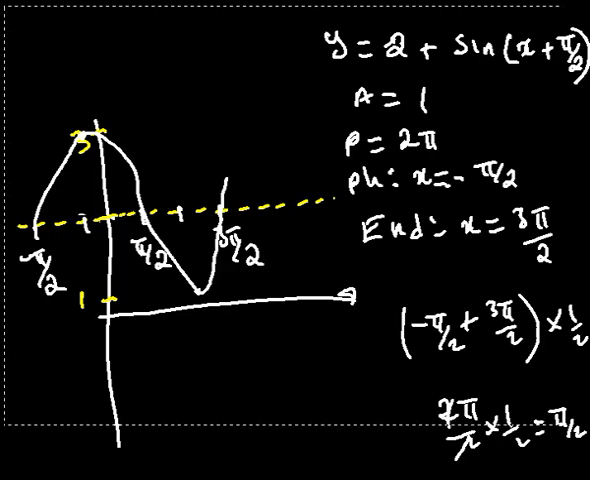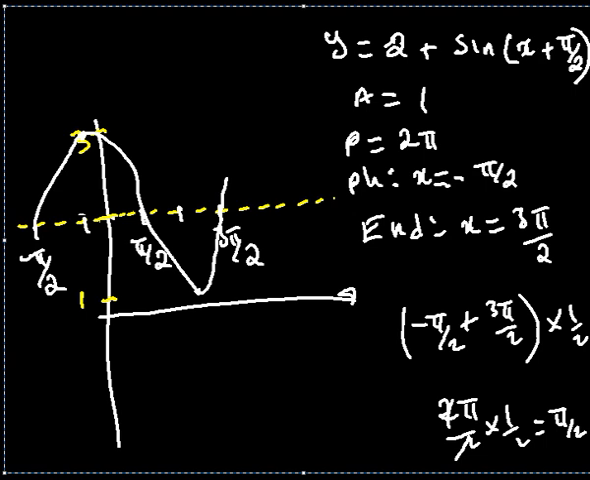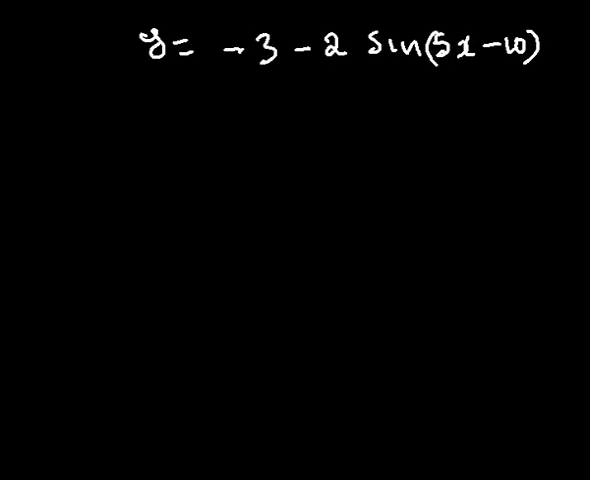And let's say we have this kind of a case. How do you think we should handle it? Let's say y is equal to -3, let's say -2 sin of 5x, and that should be minus 10. How do you think we can sketch the graph of this function? We still have the vertical shift that is -3. It means the graph has to be shifted 3 steps down from the origin.